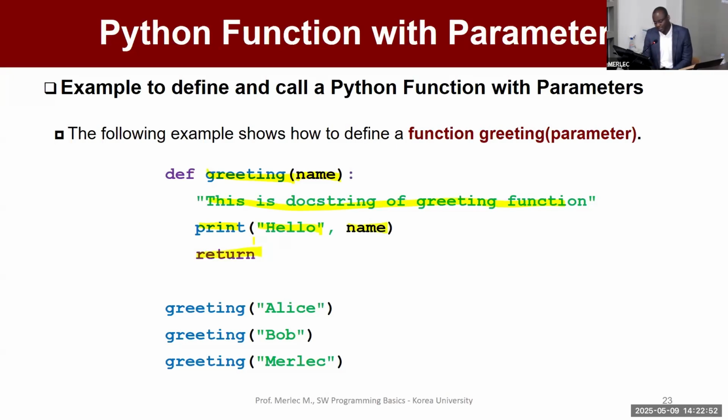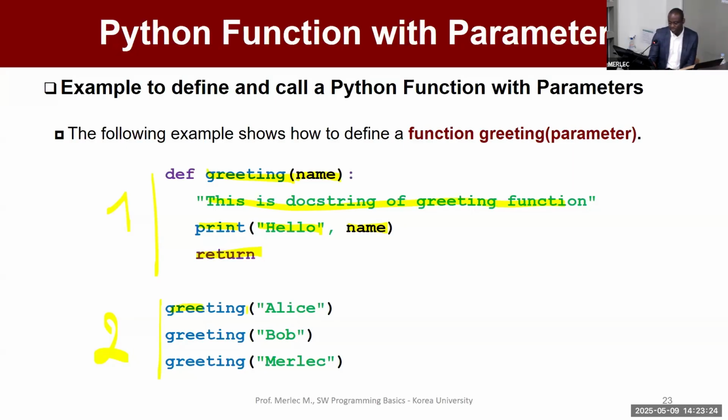It doesn't return anything. That means it has a None value, which is returned to the calling environment. The calling environment here is the main program where we use the function. Here is the function definition, and here is the call. This one is the function definition, and the second part is the body of the program that calls the function to use the logic or the code implemented in the function.